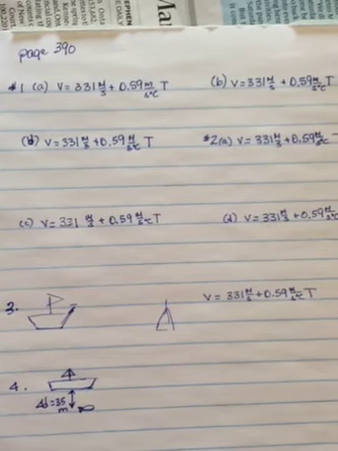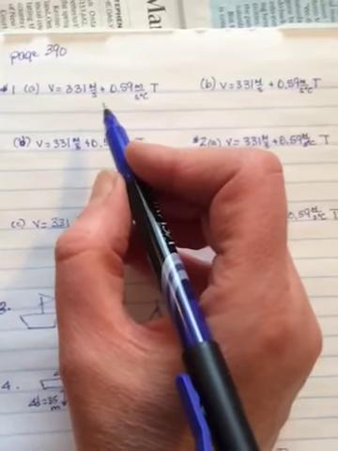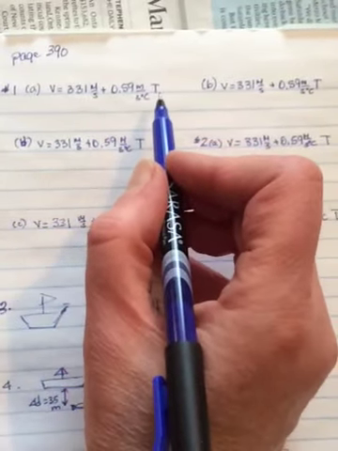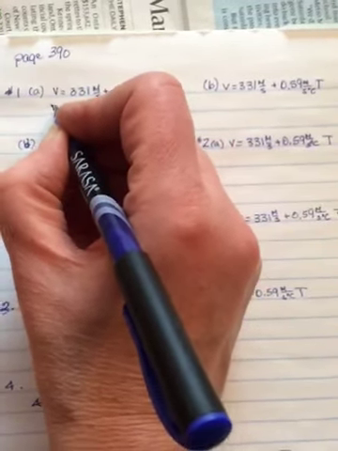Okay, so let's take a look at the questions on page 390 that were your homework. In the first one, it just wants the speed of sound at each of the temperatures. So it gives you the temperature. So for A, it's minus 15 degrees Celsius.